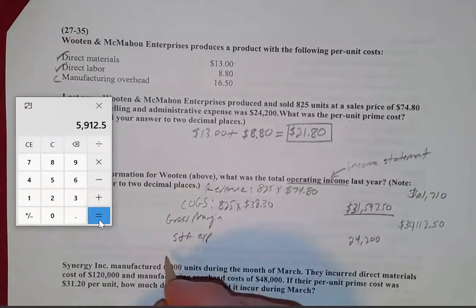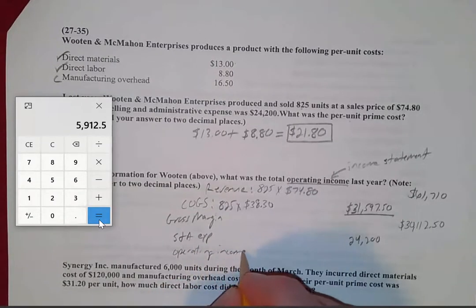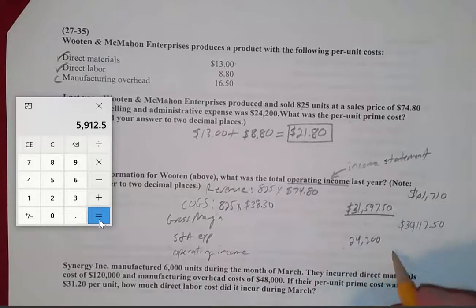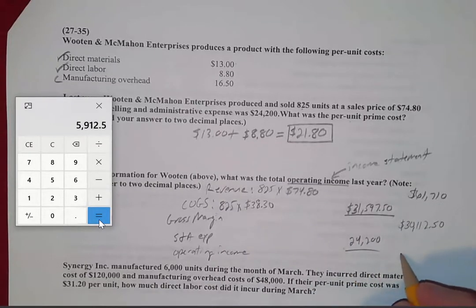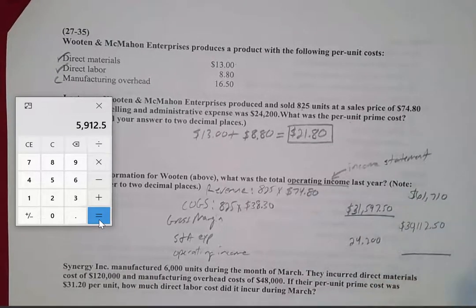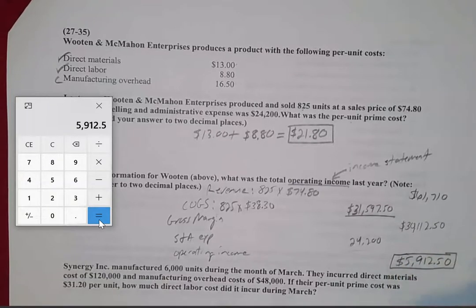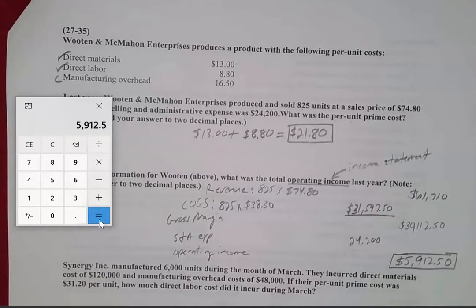So we have total operating income, which is the question. What is it? $5,912.50. That is the answer.